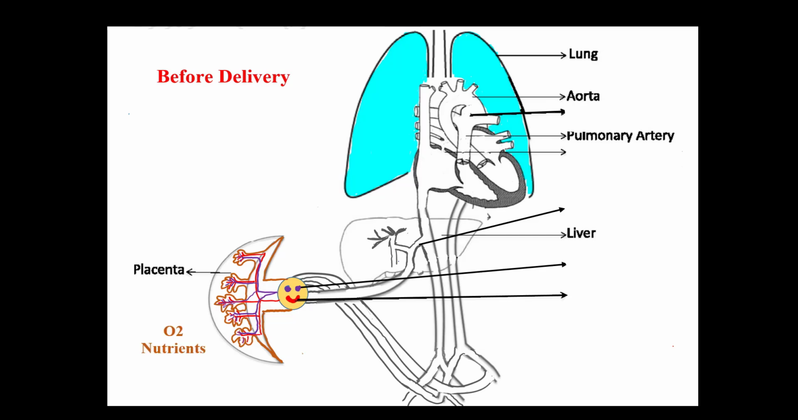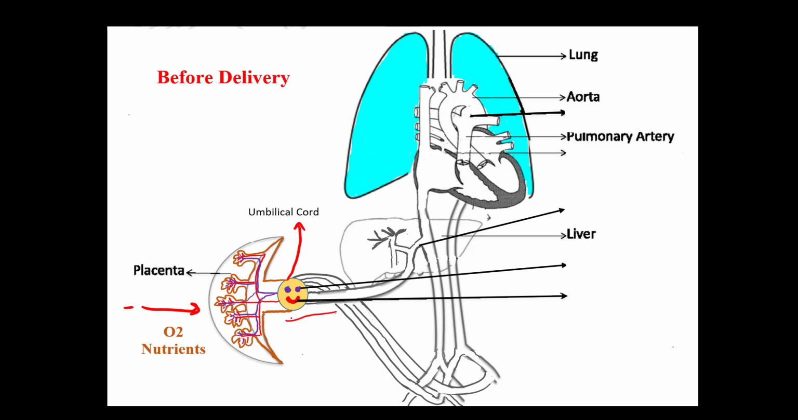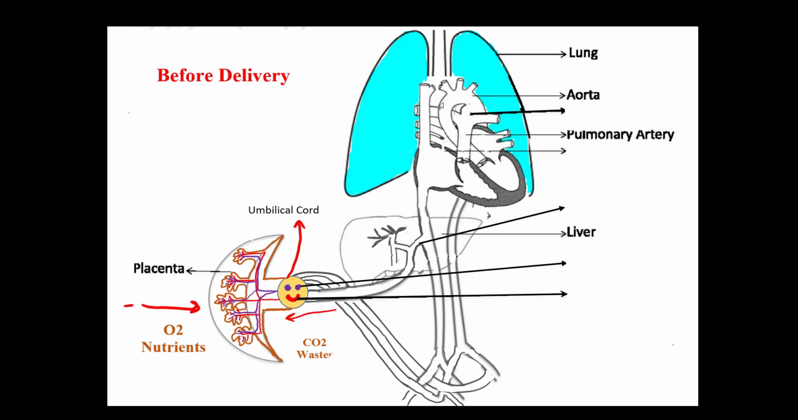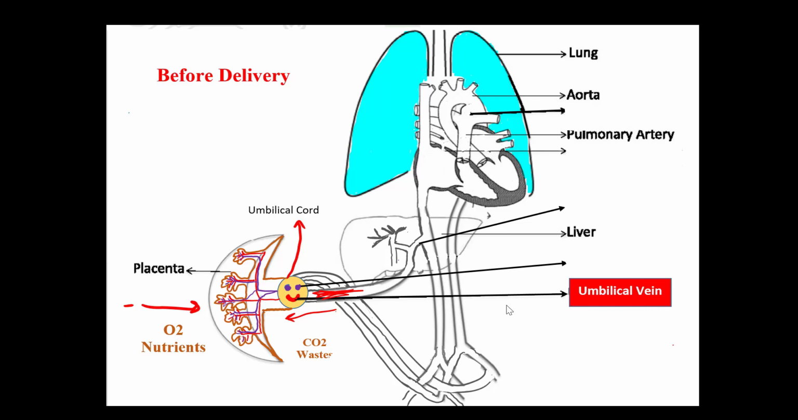Oxygen and nutrients. Blood from the mother passes through the placenta, which filters oxygen and nutrients to the fetus via the umbilical cord. The placenta also filters out carbon dioxide and wastes that are produced from the fetal blood. The oxygenated blood from the placenta enters the fetus through the umbilical vein, which is the first adaptation.